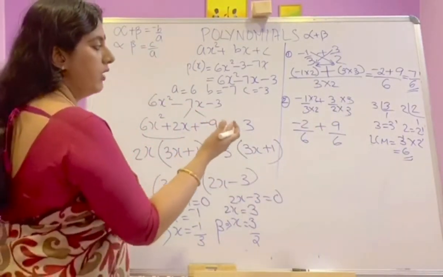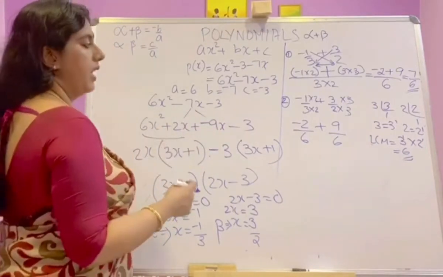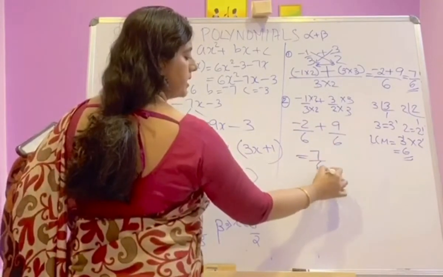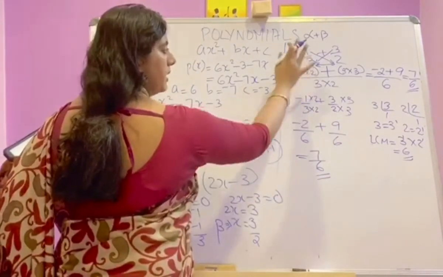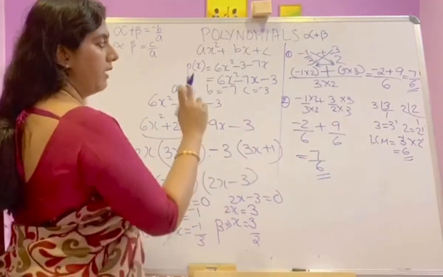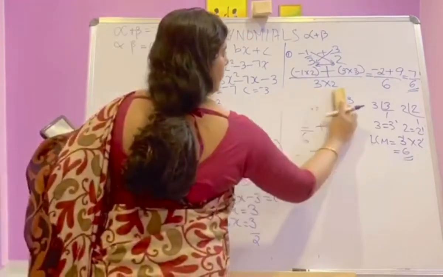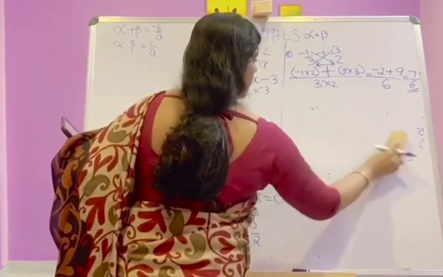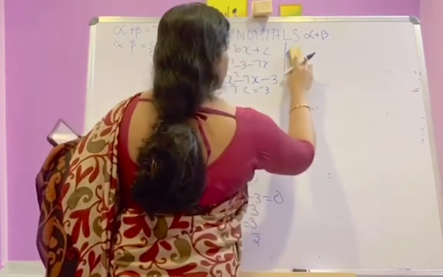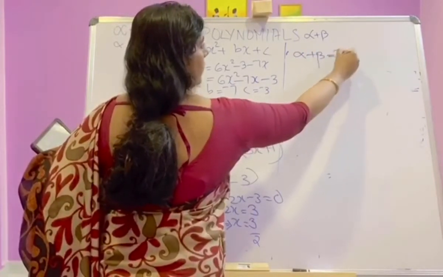That is what we do with the LCM to make the denominators equal. Now you can simply add the numerators. Answer is 7 by 6. So this is the cross multiplication method and this is the LCM method. You got the answer, alpha plus beta is 7 by 6.